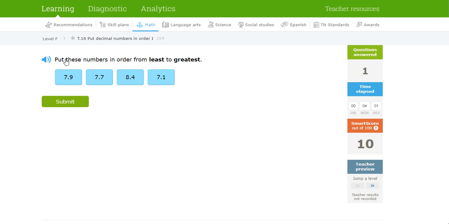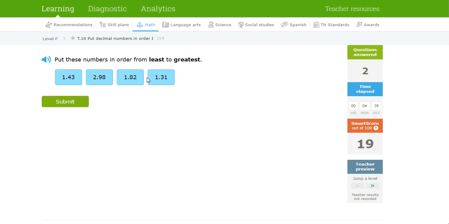This one, notice, says put numbers in order from least to greatest. So now I'm going to put the least on this side and the greatest on the other end. So let's see, the least one is going to be 7.1 because it has 7 wholes and only 1/10. And then 7.7 is the next one, 7.9 is after that, and then 8.4 is the greatest because 8 is greater than 7. So even though it has 0.4 afterwards, this is the same as saying I have 8 whole and then some, whereas this is only 7 whole and then some.